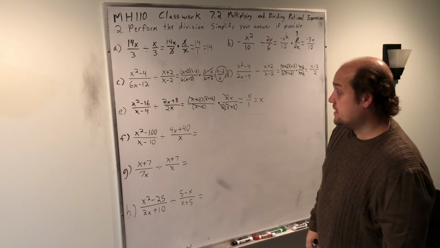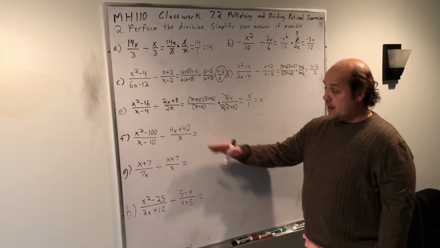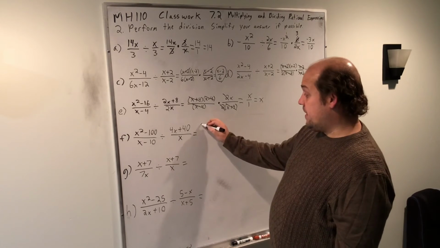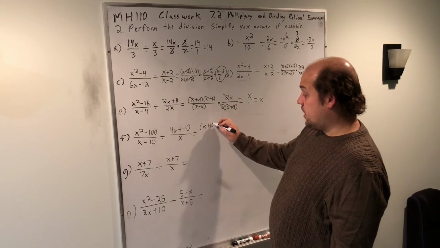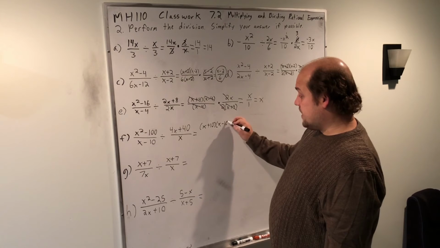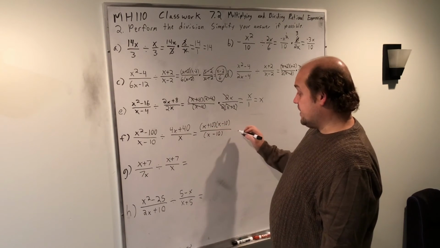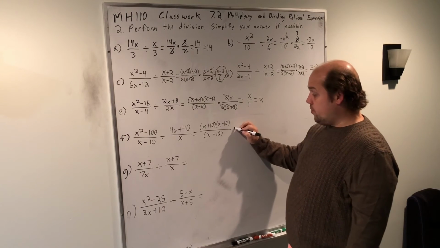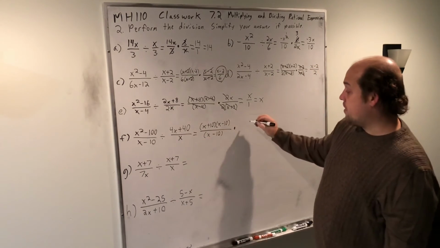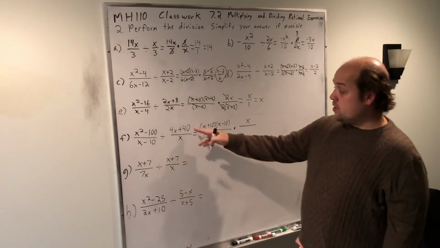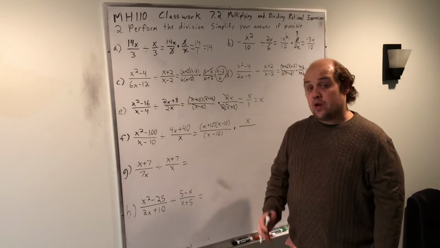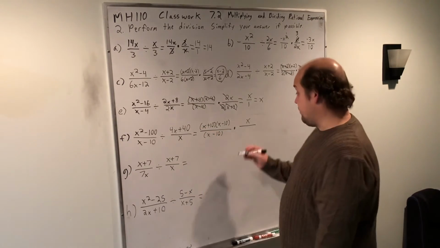For F, I'm going to factor x squared minus 10 as a difference of squares, x plus 10, x minus 10. On bottom, I can't do anything but leave it as x minus 10. I then change to a multiplication symbol. What was on bottom comes to the top. What was on top was 4x plus 40. I can take a common factor of 4 out of it.